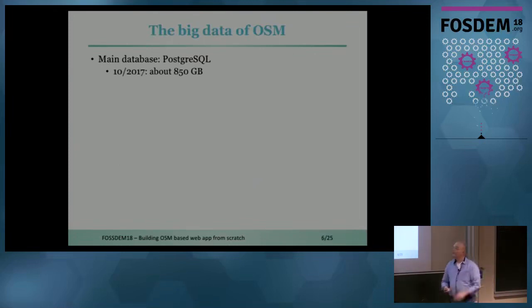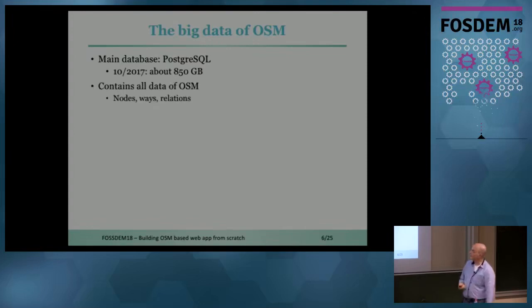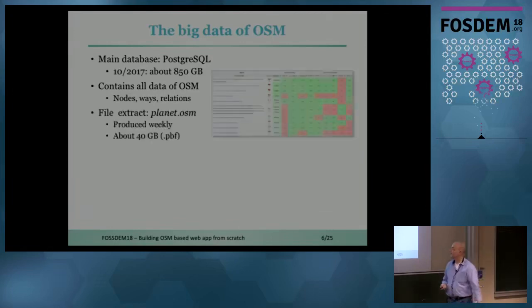Yeah, the data of OpenStreetMap is very big. The main database is stored on a PostgreSQL database, and last year it was about 800 gigabytes. That's a lot of stuff, and it contains all the data. It's mainly nodes, ways, and relations, and that's it. And every node, every way, and every relation can have attributes.